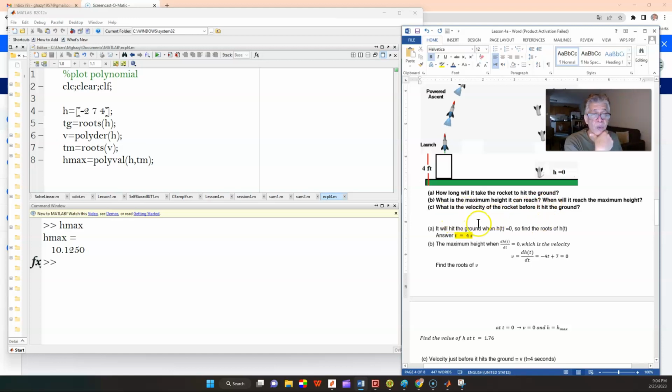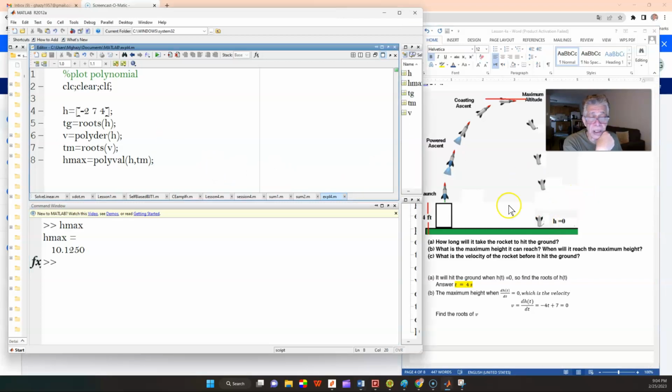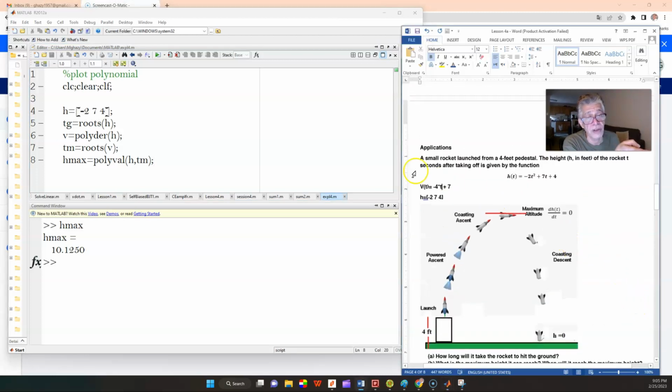The last one is easy. What is the velocity of the rocket before it hits the ground? I mean, you want the velocity of the rocket when h equals 0. We already solved this one. H equals 0 when we find the roots of the equation h, we found tg, the time when it hits the ground. So I take this time and substitute in the equation of the velocity to find the value of the velocity.